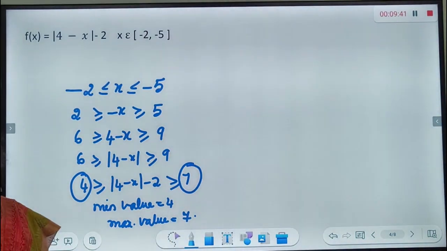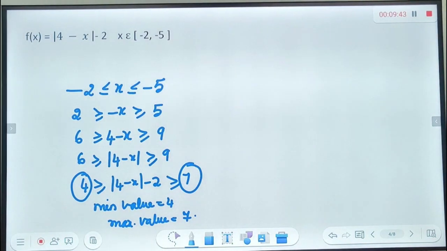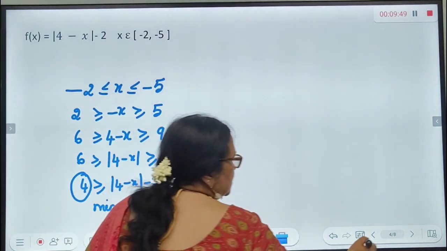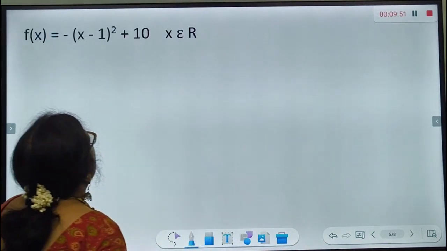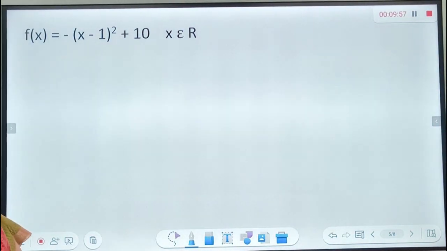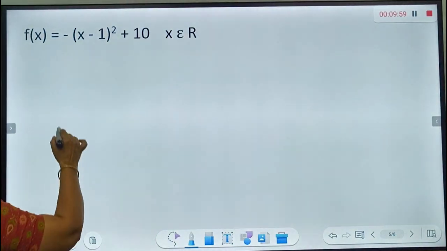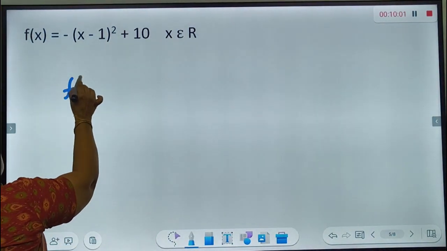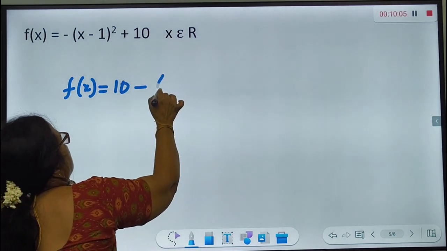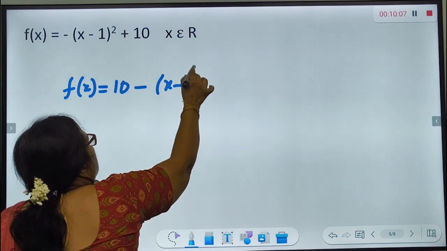So are you able to understand how with the help of inequalities you can establish the minimum and maximum values sometimes without even using the concepts of calculus? Now look at this. Here x is the entire set of real numbers. So the domain is the entire set of real numbers. And f of x is 10 minus x minus 1 the whole square.